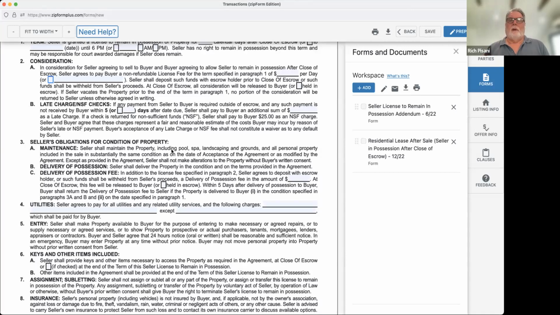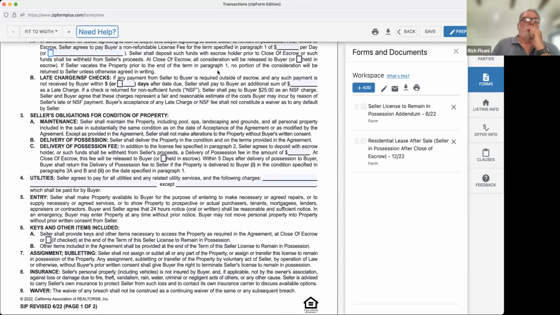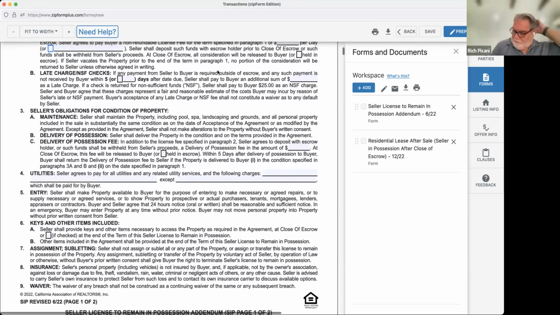So Duran asked the question, is this considered income? You're renting a property, so it is considered income. Yeah, it is. So that's just the easy answer there.